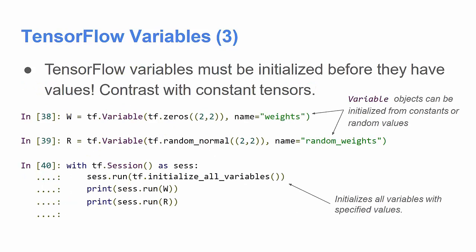TensorFlow variables must be initialized before they have values. Contrast with the constant tensors. If we have a variable w equal to tf.Variable(tf.zeros(2, 2), name="weights"), and r equal to tf.Variable(tf.random_normal(2, 2), name="random_weights"), then we can do with tf.Session() as sess: sess.run(tf.initialize_all_variables()). So it will give 0 values to the w matrix and some random values in the r matrix. Then we can print the w and r matrix using print(sess.run(w)) and print(sess.run(r)).